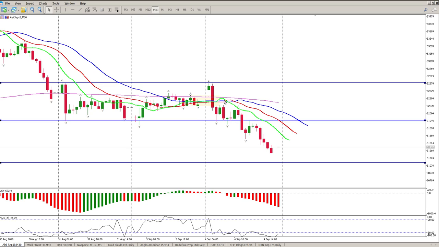Okay, so always keep your stops tight, and you can see how this acceleration through, and then you can see how the alligator just started pointing to the downside. Okay, so what are we looking for today?